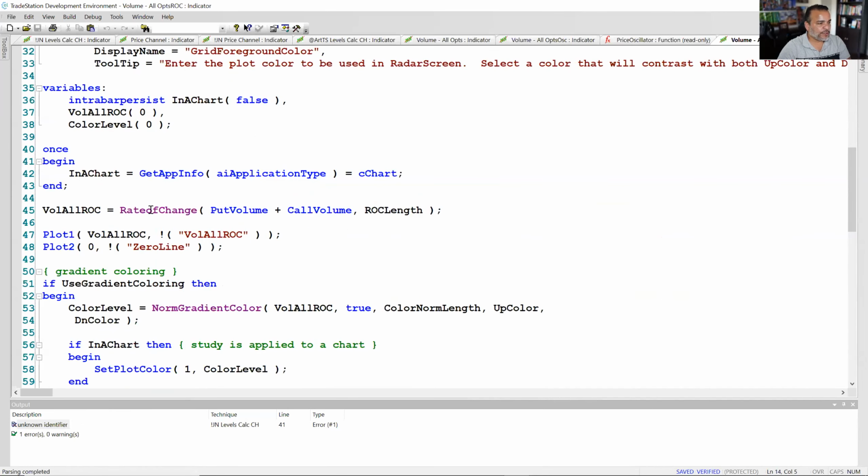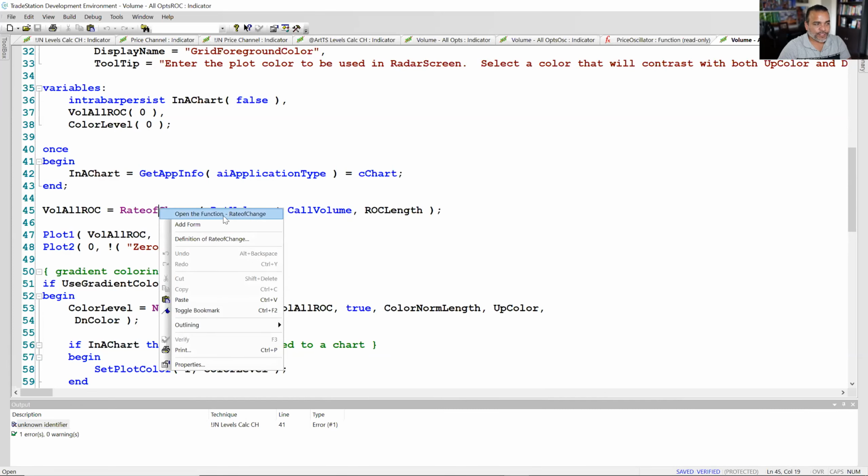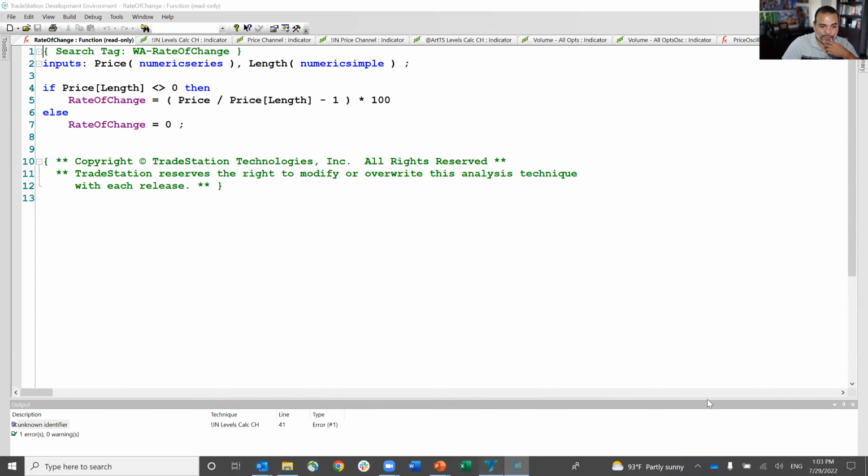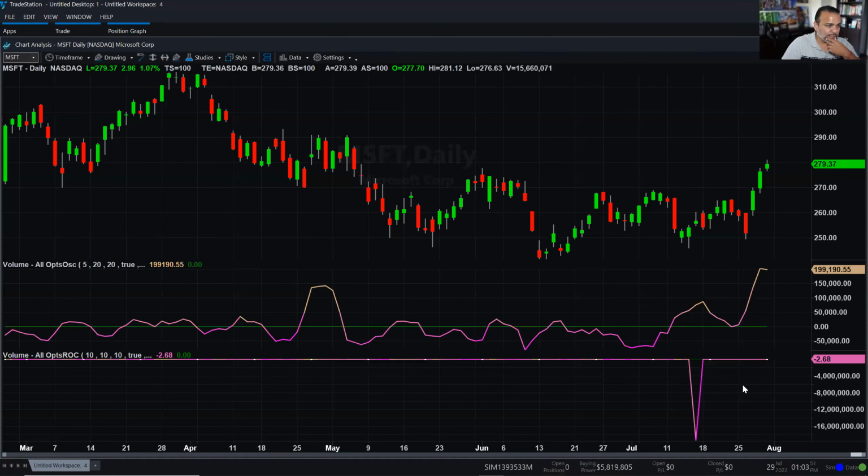So this is using the function rate of change, but take a look. It's adding put volume plus call volume. And the rate of change, if we open up the function, is taking that amount and comparing it to the amount the day before, so length minus 1. So it's going to try to see the change in that put call volume from one day to the next and plot that as a percentage. So that's exactly what you see here, the rate of change.